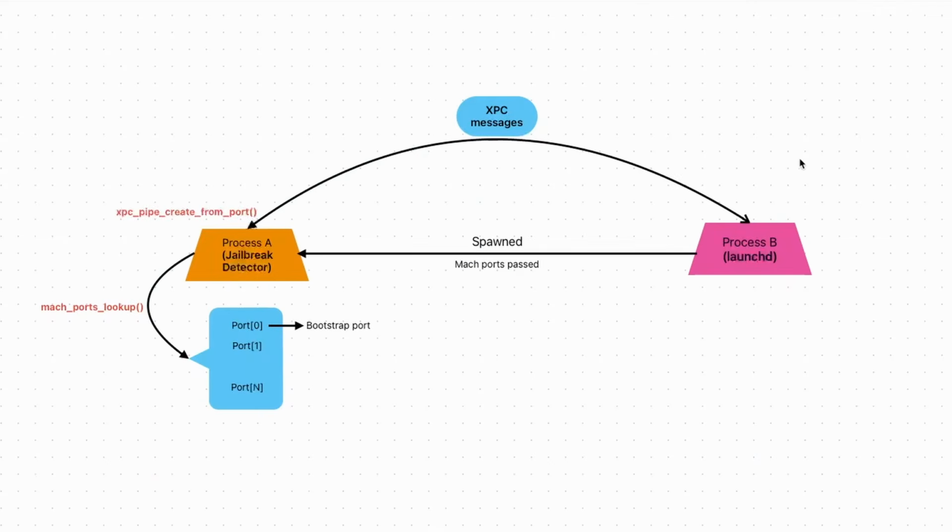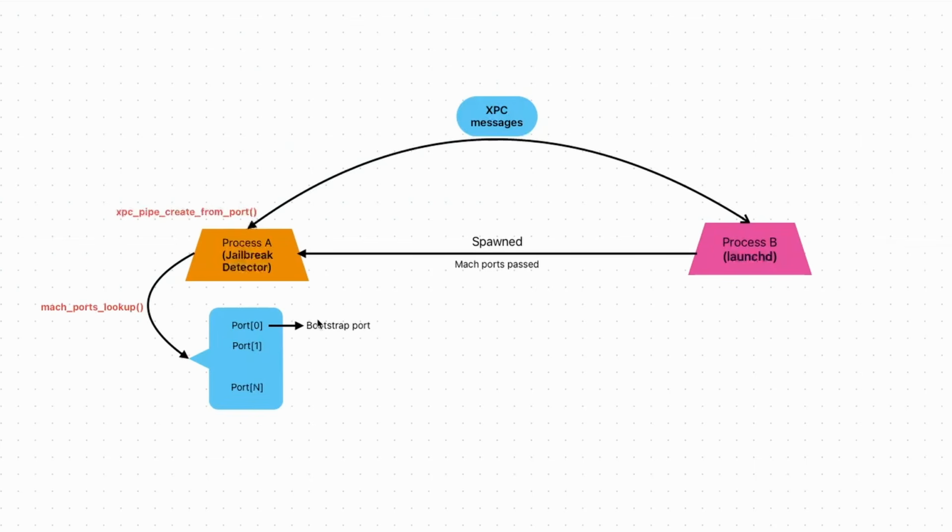So consider that we have these two processes, process A and process B, where process B is our launchd process, which is responsible for launching the applications from the launcher UI. When you click on the jailbreak detector application, the launchd process will spawn a new instance of the application, and at that time it passes some Mach ports through which you can exchange information between process A and process B.